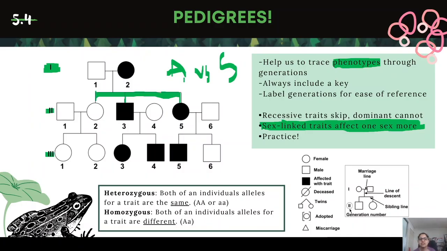It's probably a bit harder to tell between sex linked and autosomal, but use these indicators. If it's sex linked, it generally affects one sex within the pedigree more than the other, and you'll also see a pattern of it going from the mother to the son. That's very obvious.